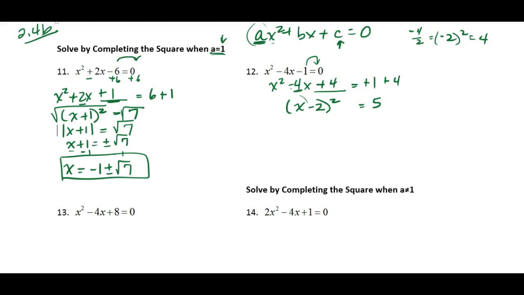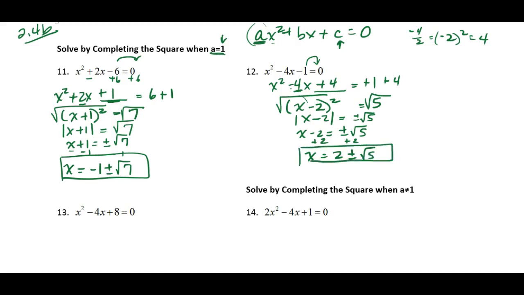So now I have x minus 2 squared equals 5, and now it's extracting square roots again. So I'm going to take the square root of both sides. Remember, that's absolute value of x minus 2 equals plus or minus the square root of 5. Well, extract it. So I have x minus 2 equals plus or minus square root of 5. Add 2 to both sides. So I have x equals 2 plus or minus the square root of 5. There's my two solutions.